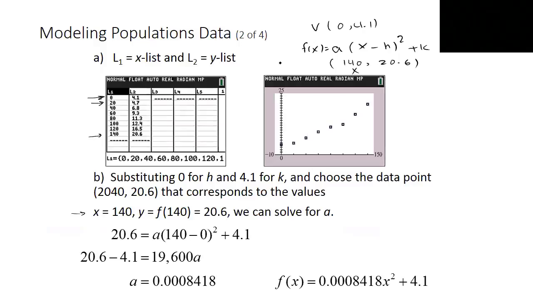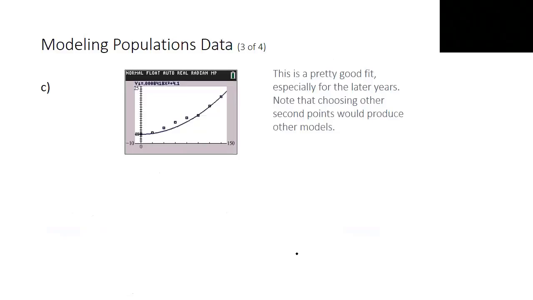So this is my formula here. f of x equals a times x, where x is 140 and h is 0, plus 4.1, and the only unknown here is a. The only thing that you don't know is a. You solve for a, so there it is. So now we have the coefficient a, and f of x would be this formula in terms of x.